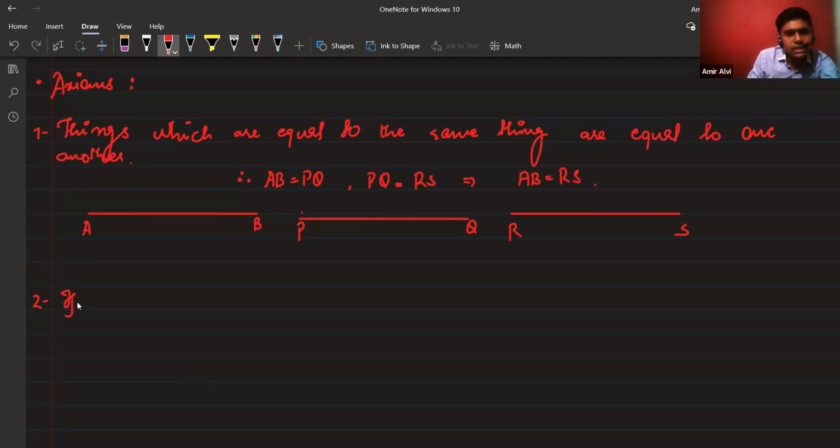So next thing is, if equals are added to equals, the wholes are equal.